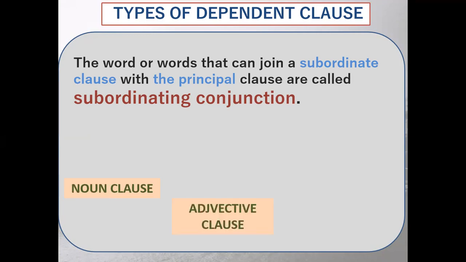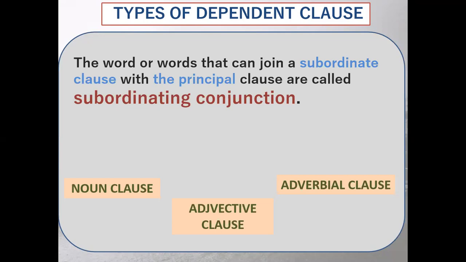Let's check how many types of dependent clauses we have. One is the noun clause, another is the adjective clause, and the third one is the adverbial clause. So basically, there are three types of dependent clauses. All three types join with the help of subordinating conjunctions. They start with subordinating conjunctions, and that's why dependent clauses are sometimes also called subordinating clauses.